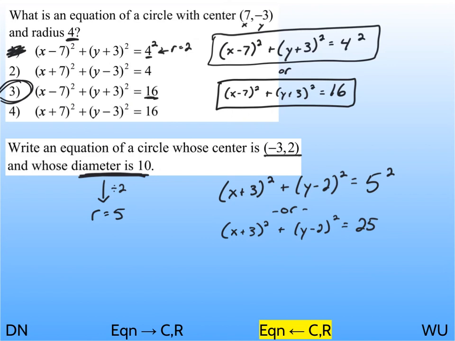Either one's acceptable. They're both totally fine. You may see this written more often because they're trying to trick you with this part and make you think the radius is 25. I kind of prefer this one more often because it really shows you it comes from the Pythagorean theorem with a squared plus b squared equals c squared.